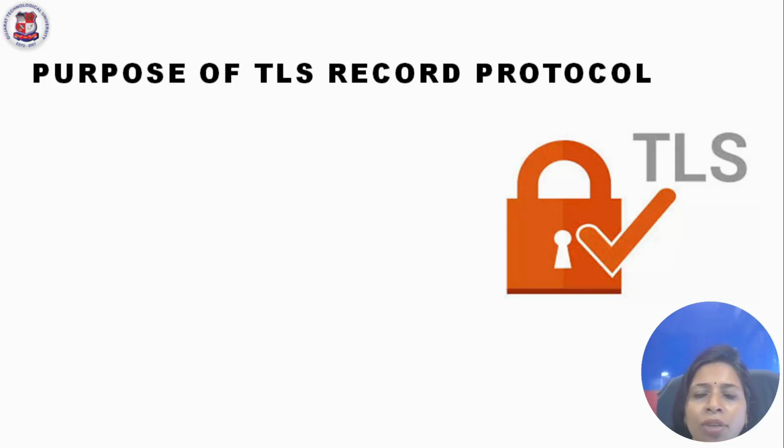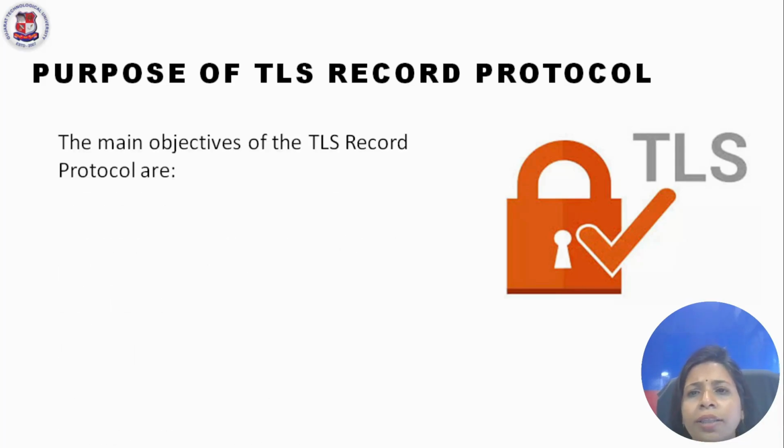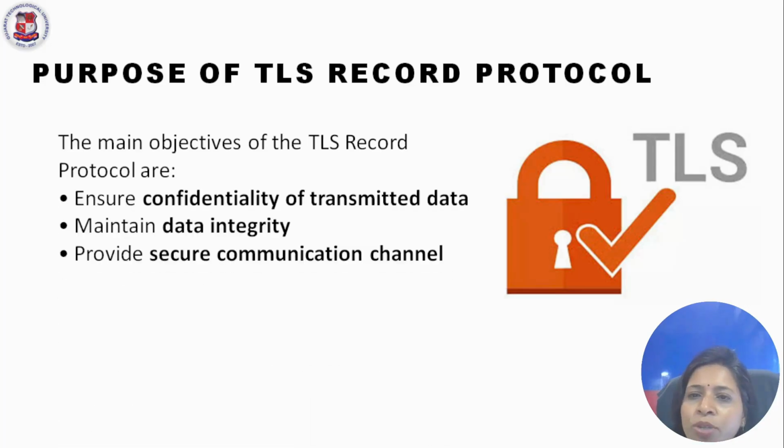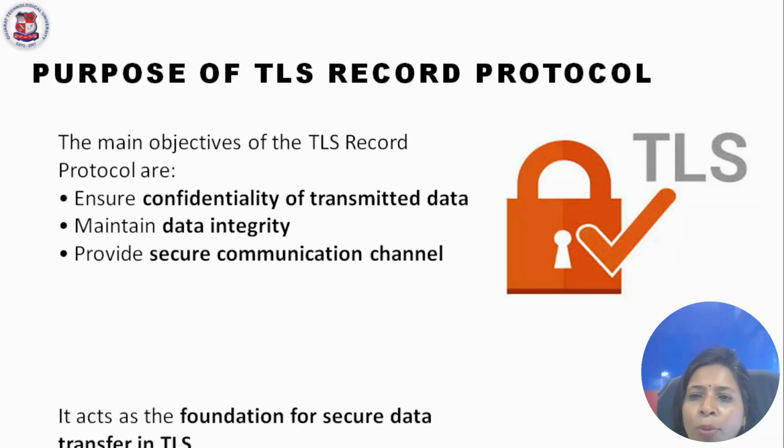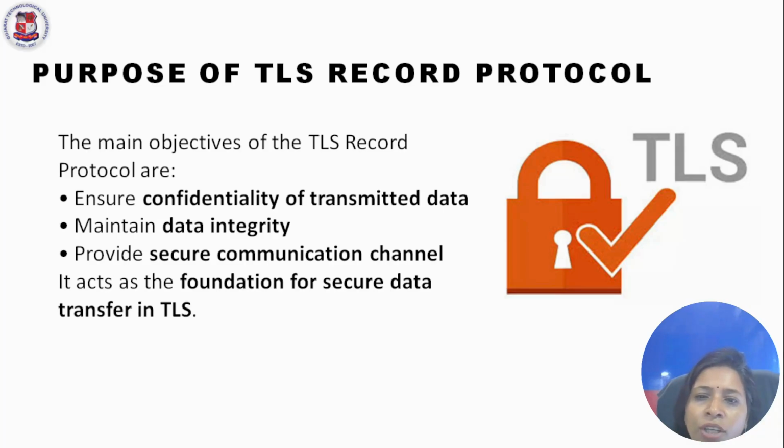Now let's discuss the purpose of the TLS record protocol. The TLS record protocol is designed to achieve several important objectives. The first objective is confidentiality, which ensures that transmitted data cannot be read by an unauthorized user. The second objective is data integrity, which ensures that the message received is exactly the same as the message sent. The third objective is to provide a secure communication channel between the client and server. Because of these capabilities, the TLS record protocol forms the foundation of secure data transfer in TLS based communication systems.